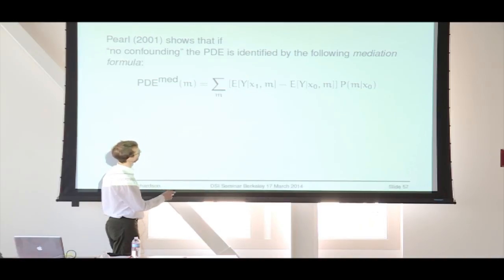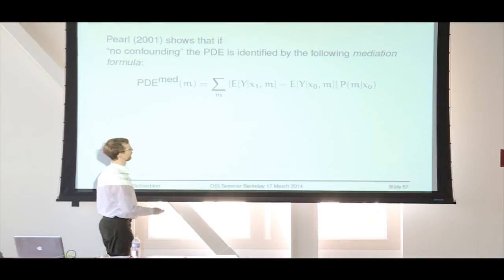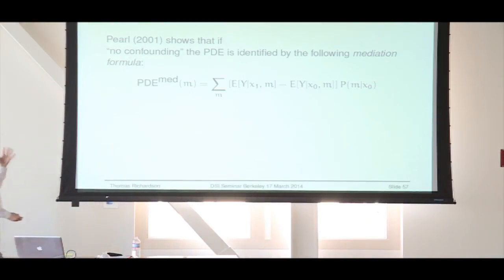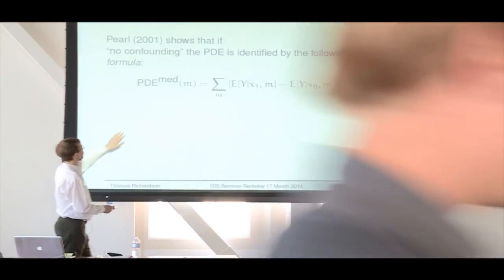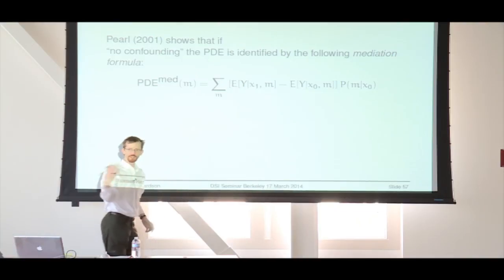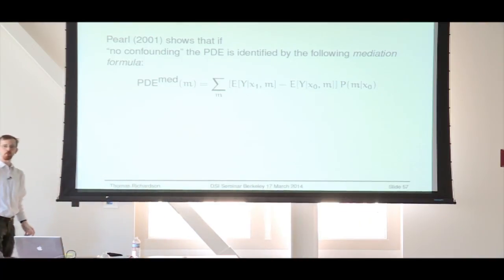So basically, these are just ordinary conditional expectations, and then this is the distribution of m given x0, summed over m. And people also, yes, actually there shouldn't be an m there, that's a typo, ignore that. Another reason why people like the pure direct effect is you get one number out.